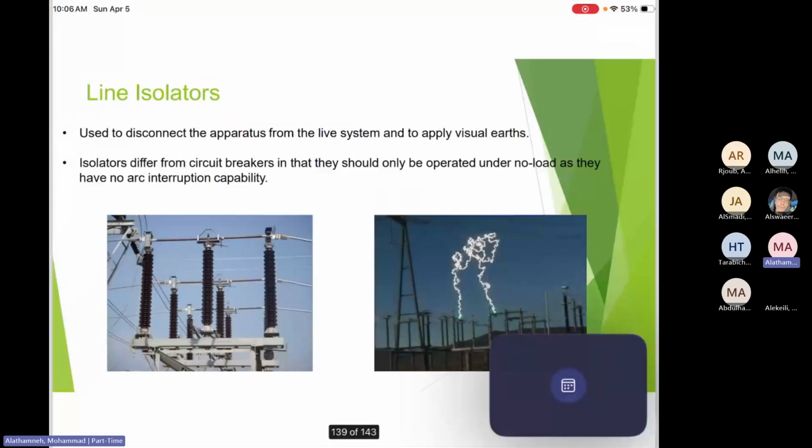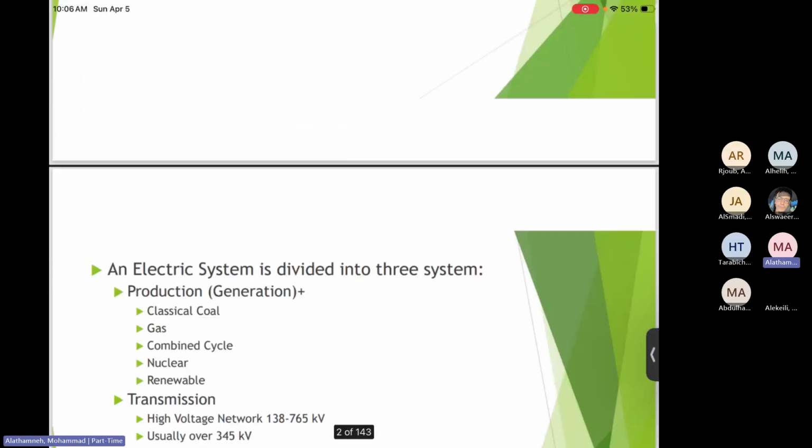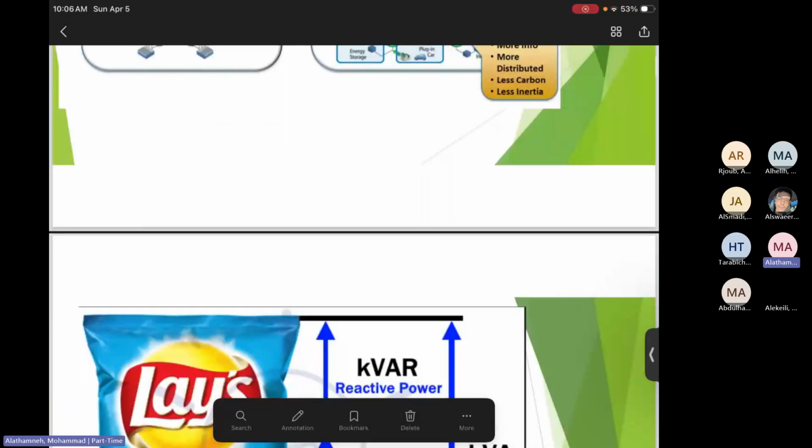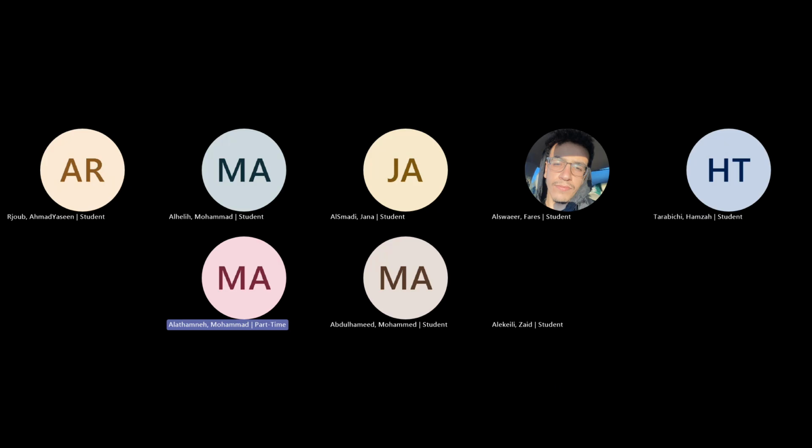Okay, good afternoon. Today's topic, we will continue on the single line. Just give me a sec. I think there is a technical issue. Okay, let me share my screen again.